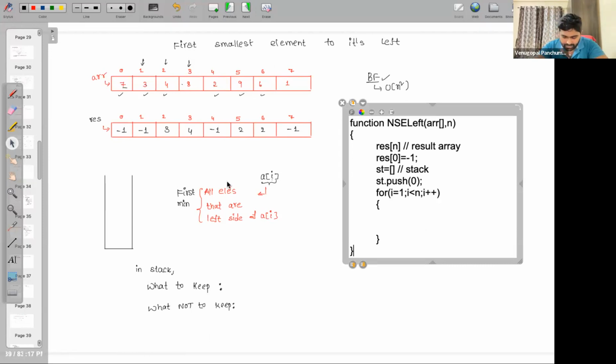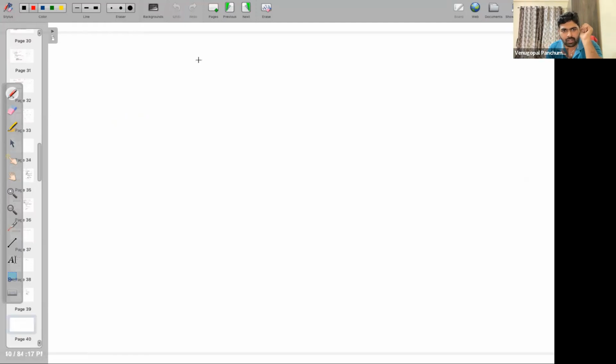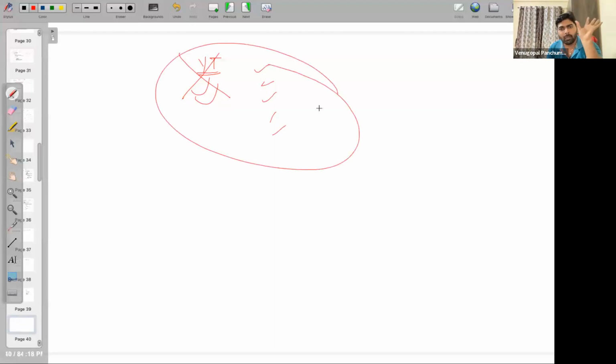Somebody is saying st.push is equal to array of 0. No. Inside the stack, I am pushing the indices. Let me tell you one thing, friends. If you see the same question on YouTube, multiple people have given a lot of solutions. I don't know why they are ultimately confusing you. Somebody will tell you to push the index, somebody will say push the array value. A lot of confusion.